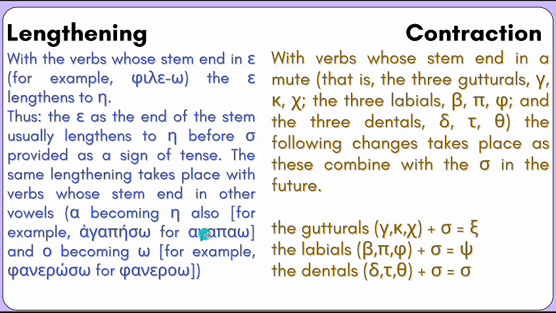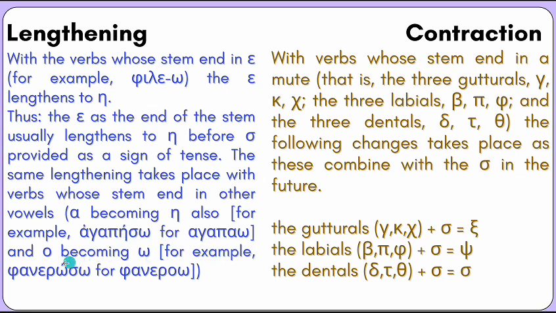For example, we have agapao in the present tense, but when we change this to a future tense, you see sigma as a sign of tense. Here it is supposed to be alpha, but since we've talked about lengthening, before the addition of sigma, alpha lengthens to eta, epsilon lengthens to eta, and omicron lengthens to omega. So the rule is applied here: agapeso, agapeso, agapeso.